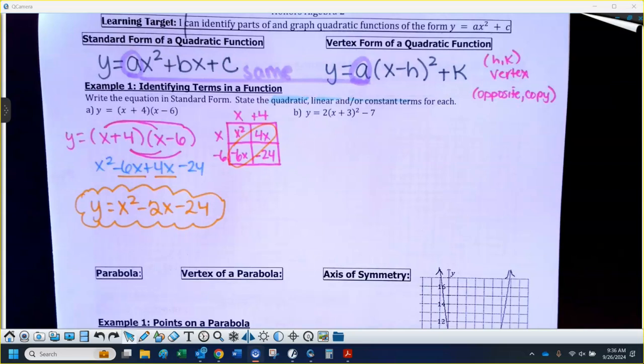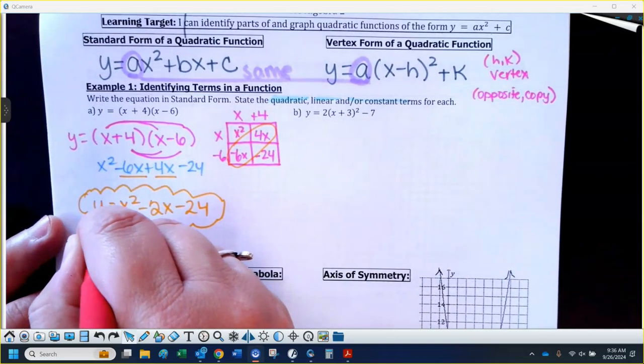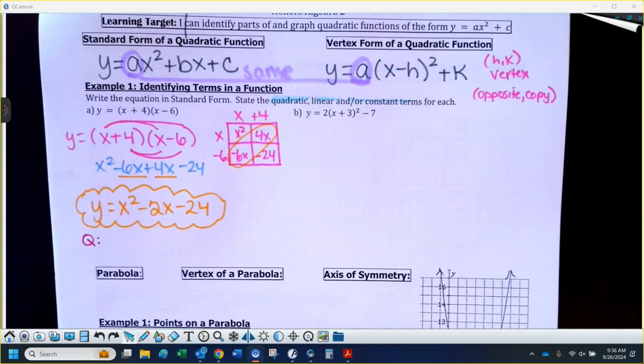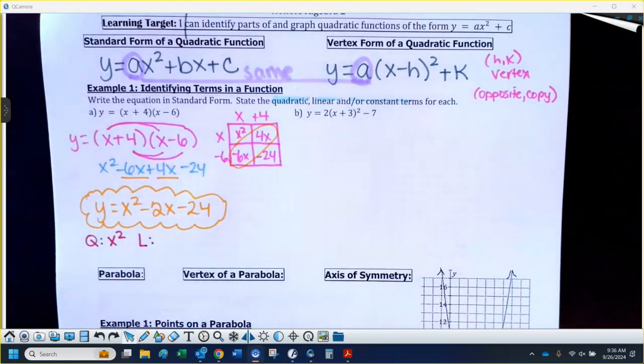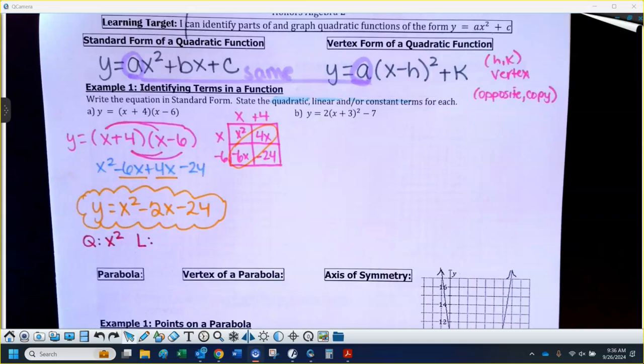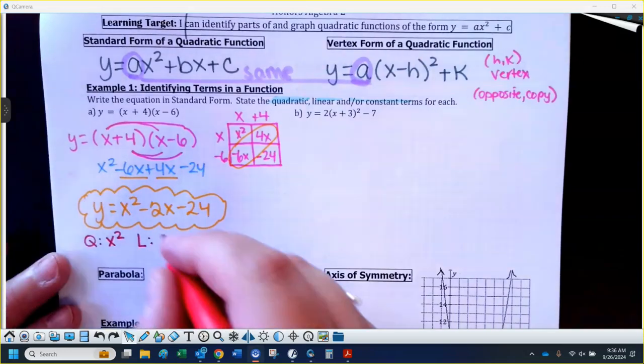Okay, now there's a couple questions they're going to ask you to identify the quadratic, the linear, and the constant terms. So I'm just going to write Q for quadratic. Does anybody know what would the quadratic term be from that? Riley, what do you think? The x squared. All right, does anybody know what the linear term would be from that equation? Jonathan, what do you think?